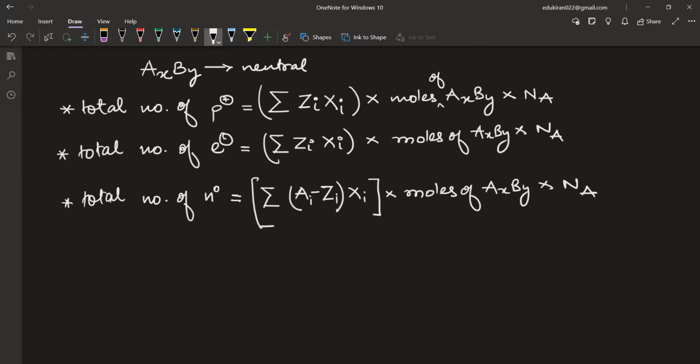Now let us see if you have a positive or if you have negative ion. Then each of these things will be same. There will be no change. Okay, there will be no change, because if I have any charge, then what is affected? Only the number of electron is affected. The number of proton is not affected. The number of neutron is also not affected.